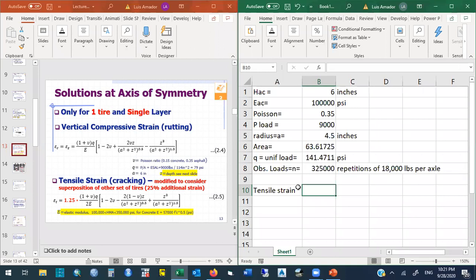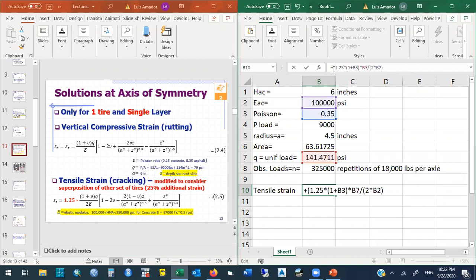Right? So my tensile strain is going to be 1.25, and I want to clarify again, this 1.25 is not part of the original equation. This is just because the equation is created for only the axis of symmetry of the tire on one side. When you consider the other side, it typically increases between 20, 30%. That's why I'm saying 1.25 times 1 plus nu, Poisson ratio, times Q, the uniform load, divided by 2 times E.